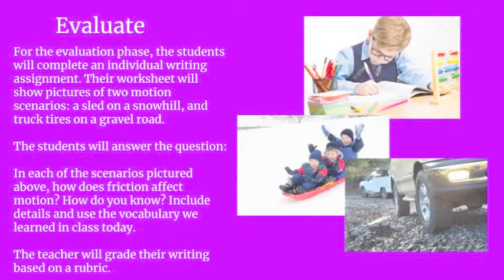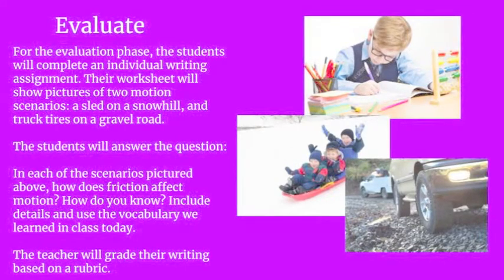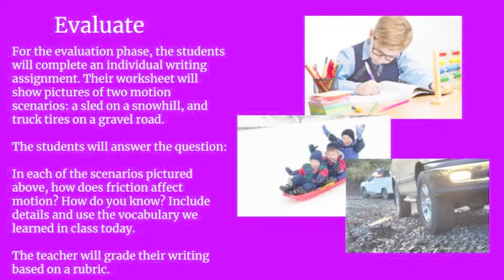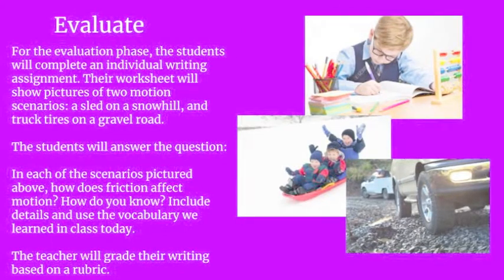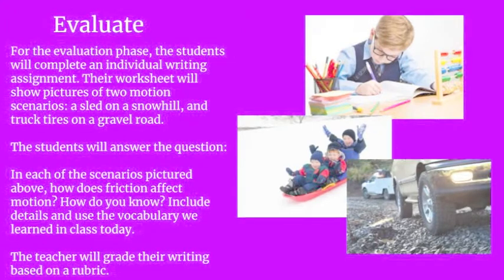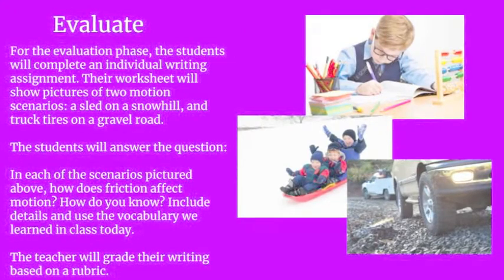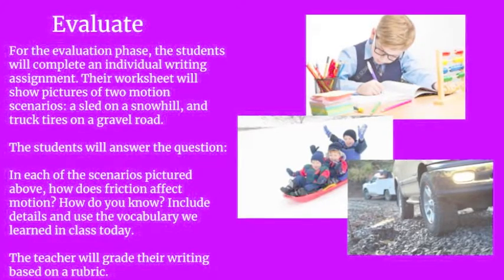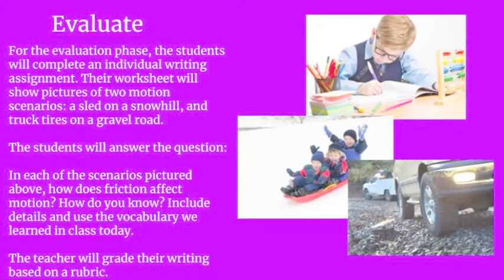Evaluate. For the evaluation phase, the students will complete an individual writing assignment. Their worksheet will show pictures of 2 motion scenarios: a sled on a snow hill and truck tires on a gravel road. To be successful on this evaluation, the students will use the knowledge gained during all previous phases, as well as what they discussed with their partner during the elaborate phase.